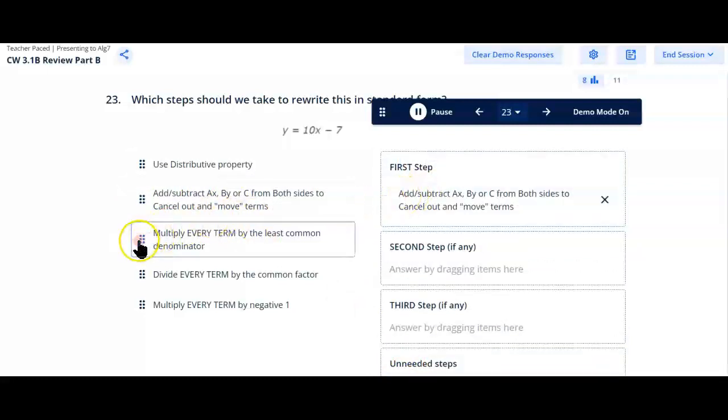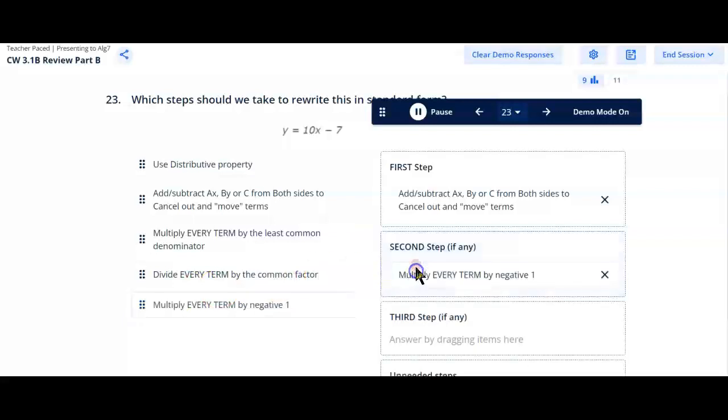Would I need to multiply by a common denominator? No, so that is an unneeded step. Would I divide by a common factor? So that is an unneeded step. Now we need to pause and think. After I add or subtract to move the term, will I have a negative lead term that I need to multiply by a -1? In this case, yes. So my second step is to multiply every term by -1. Now, if we wanted to go ahead and do that, I'm going to do it on the board, so I'm going to pause my recording.